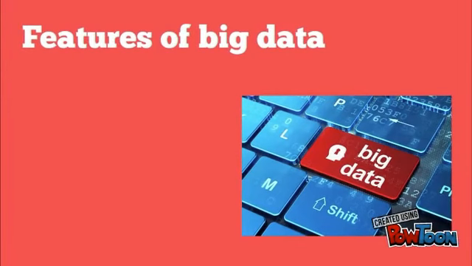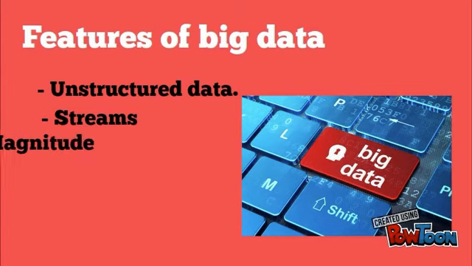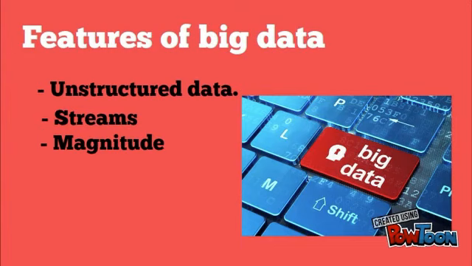Features of big data. Number 1, unstructured data. Data are not in rows or columns. Number 2, stream. Data is delivered worldwide in a stream of data. Number 3, magnitude. There is a huge amount of data. Number 4, real time. Internet of Things and big data can save a life.